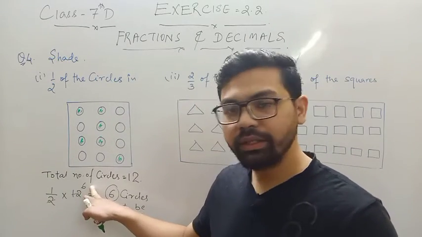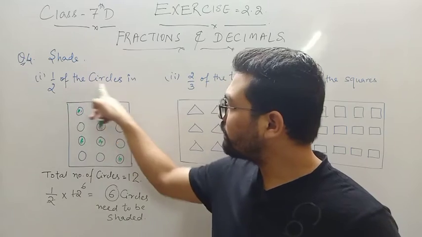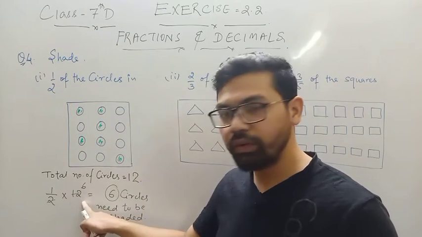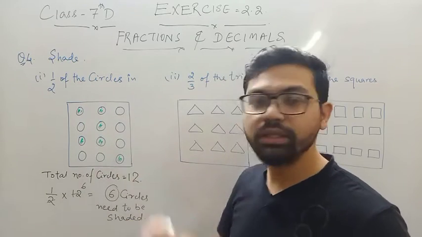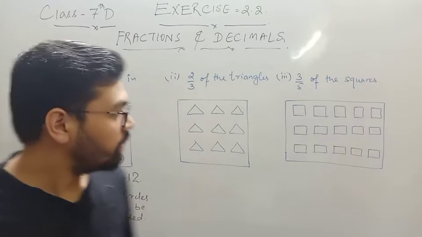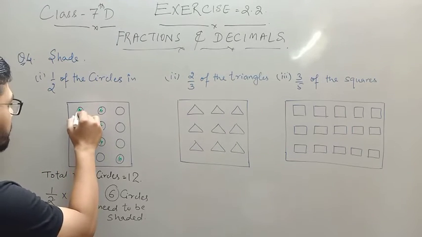But how do you get 6? 1 upon 2 of the circles. How many circles are there? 12 circles are there. So half of 12 is 6. So you need to shade 6 circles out of the given 12 circles, right? Out of 12 you need to shade 6 circles.